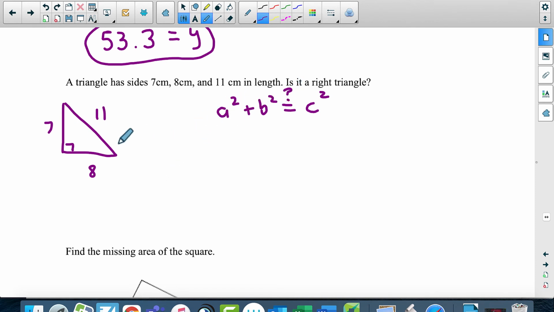A squared, that's one of the legs. I'll go with 7. 7 squared plus B is the other leg, so 8 squared, equals C. I have C, the hypotenuse. It's 11. So again, I don't know if it's equal. I'm checking it out, but I'm putting 11 in there.